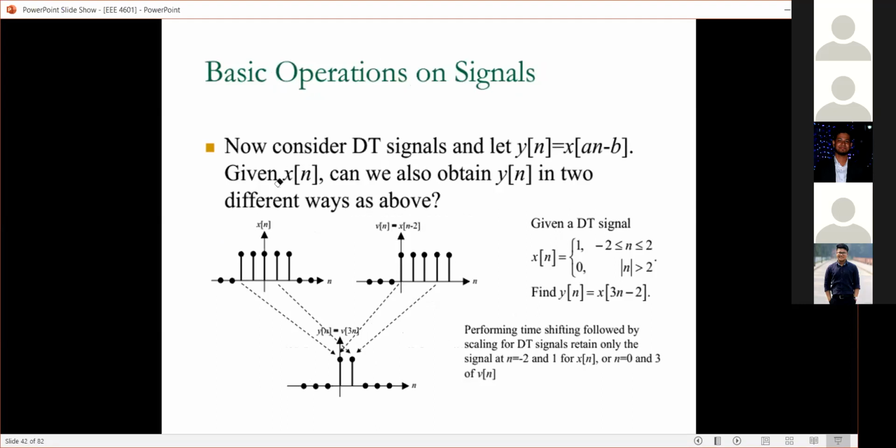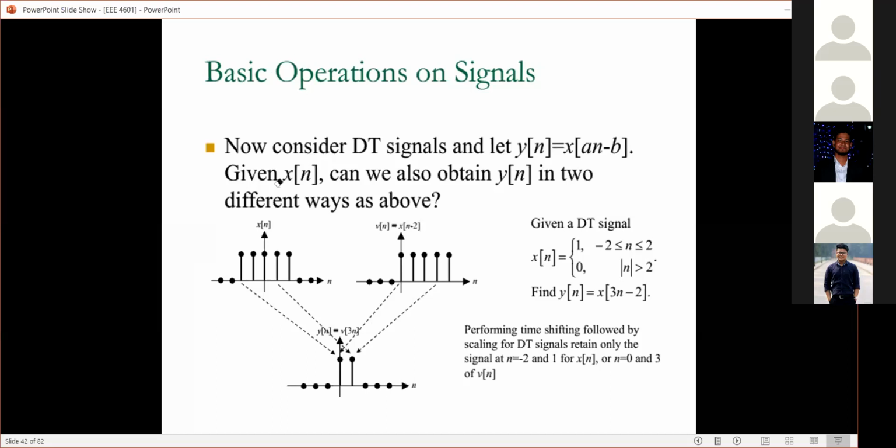Now this operation we want to do for a DT signal. For the DT signal, the operation will be in terms of integer values; non-integer operations cannot be done. So if we want to shift our signal, you have to shift either to the left of your original signal or to the right of your original signal by an integer number of samples.